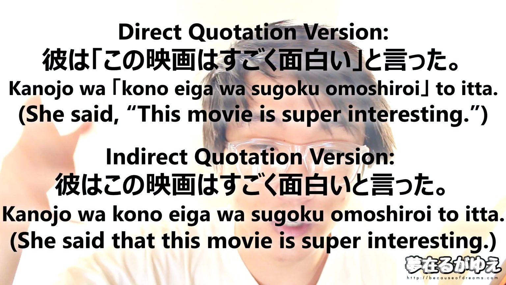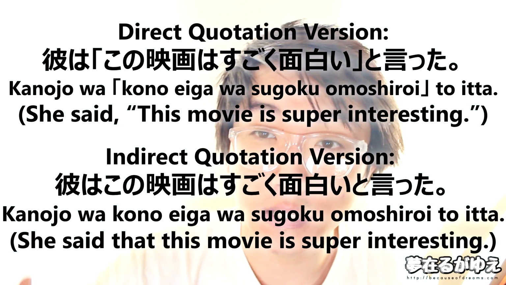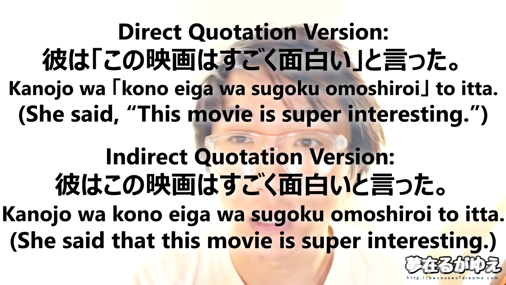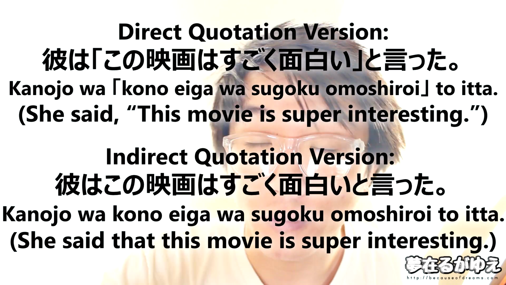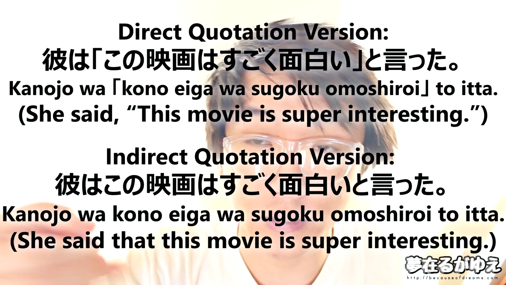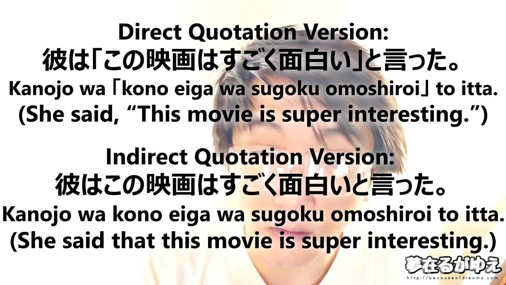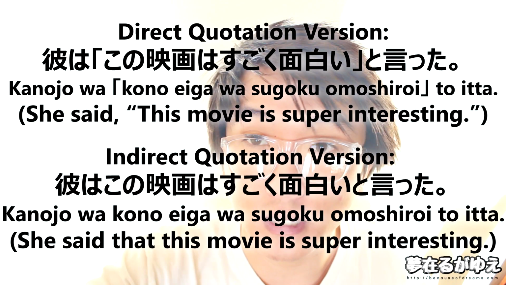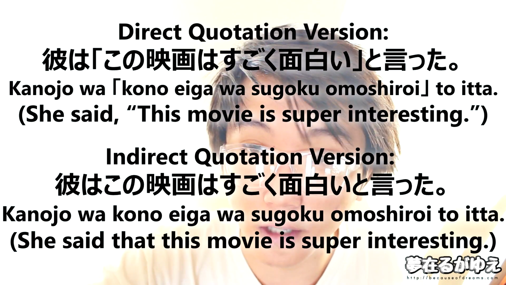First up, we have kanojo, which means she or her. We have wa marking her as the topic of the sentence. Then we have our quote, and it's just going to be kono eiga wa sugoku omoshiroi. And so kono means this, it's modifying the word after it, which is eiga, which means movie. Right after movie, we have the particle wa, and this is the thing that we're looking out for here. We're using wa again in the sentence, even though we already used it once in the beginning to mark kanojo as the topic of the sentence, but since this is a quote in the sentence, we're still allowed to use wa, so this is fine.